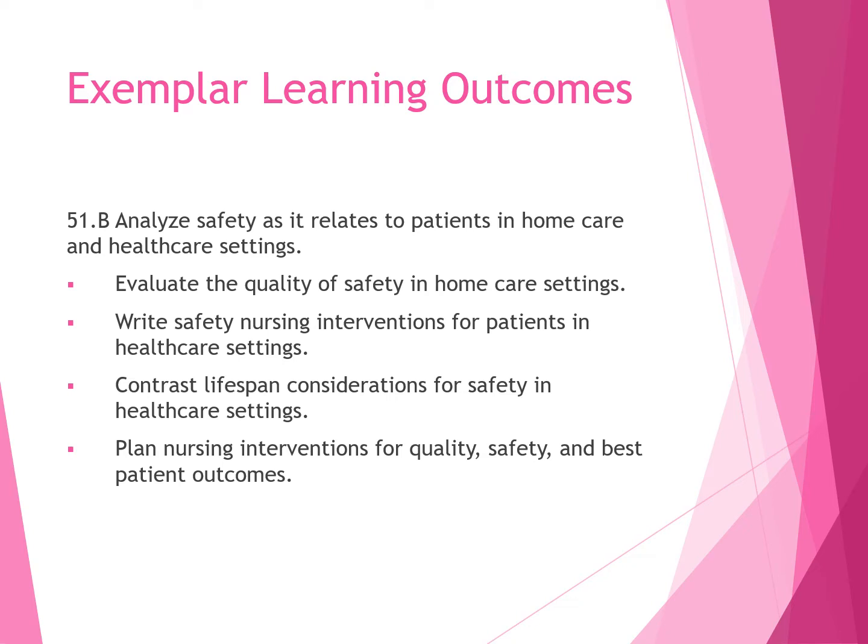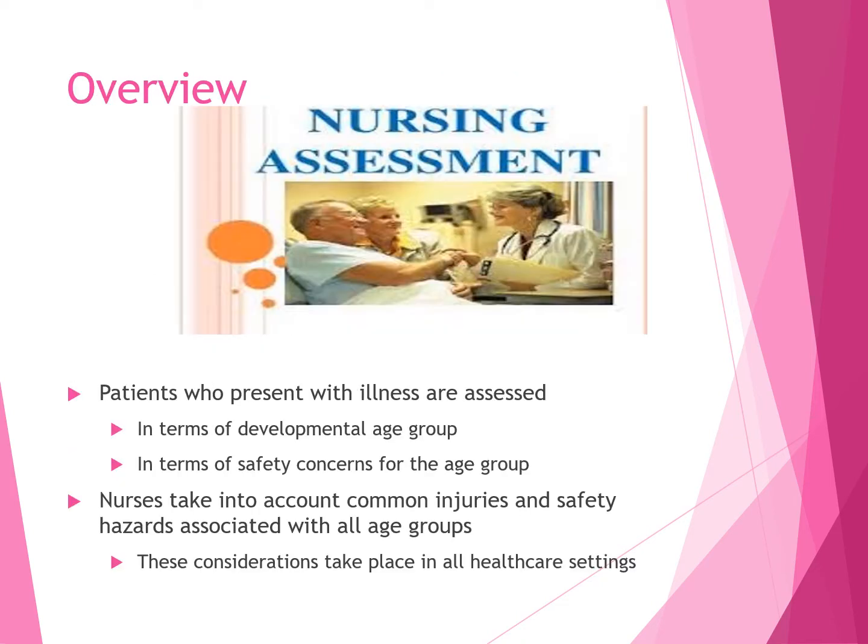So we're going to evaluate the quality of safety in home care settings. How do we make home safe? Safety nursing interventions for patients in healthcare settings. Contrast lifespan considerations for safety in healthcare settings, plan nursing interventions for quality, safety, and best patient outcomes. And of course, we know that the best patient outcome is for the patient to remain safe, no injuries, no infections, to have an uneventful stay in the hospital or within their community setting or home setting. We want them to be safe.